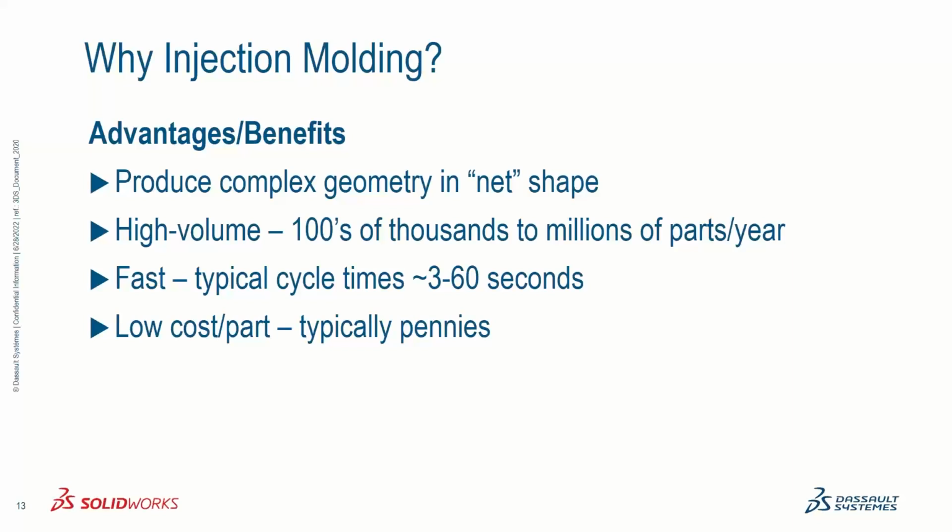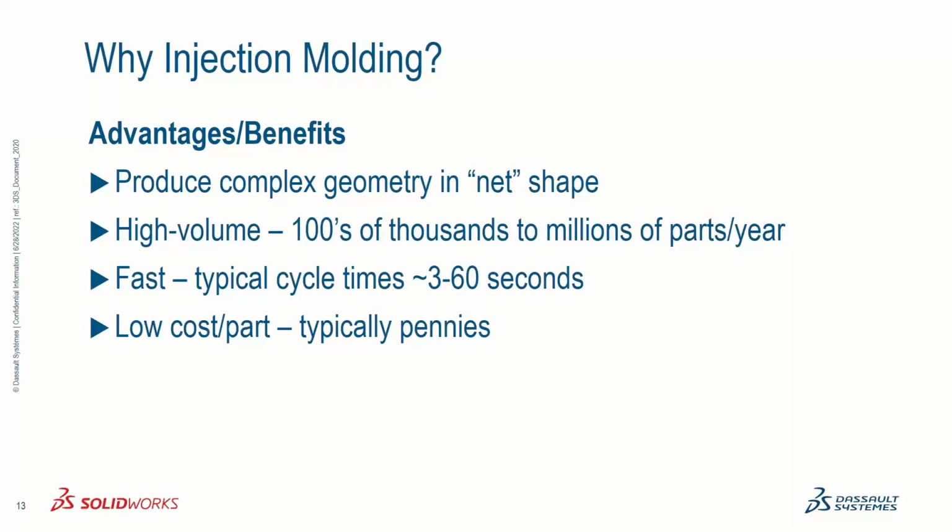To start with, you can produce very highly complex geometry in what is referred to as net shape, meaning once you inject the plastic into the mold, allow it to cool, and eject the part, the manufactured part that comes out of the mold is ready for use. Often it's very rare that you have to employ secondary operations such as trimming or painting or machining.